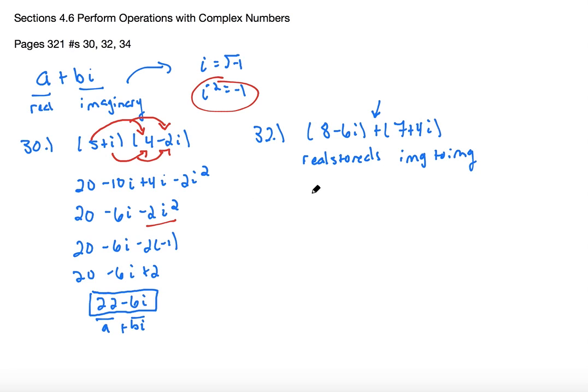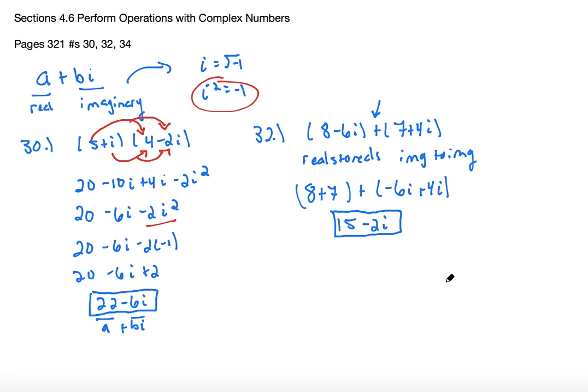So this problem becomes 8 plus 7, the real part, plus the imaginary part, -6i plus 4i. So 8 plus 7, I believe, is 15. And -6i plus 4i, we get minus 2i. Again, written in the form a plus bi, and then there is your answer.